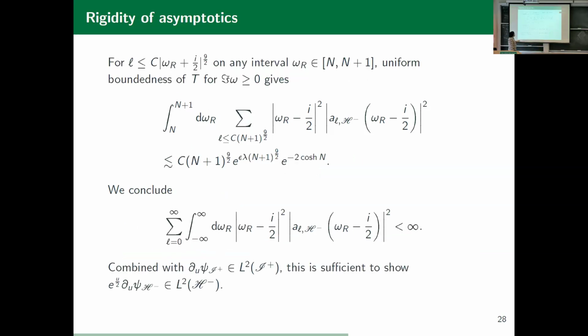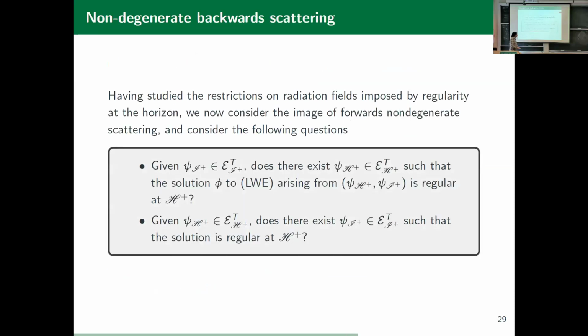As a result, we see that even when we move the radiation field in frequency space off the real axis, all the way to imaginary part minus 1/2, we still are in L2. So we have regularity at H minus. Any questions? All right, so this is the end of the proof of theorem 1.